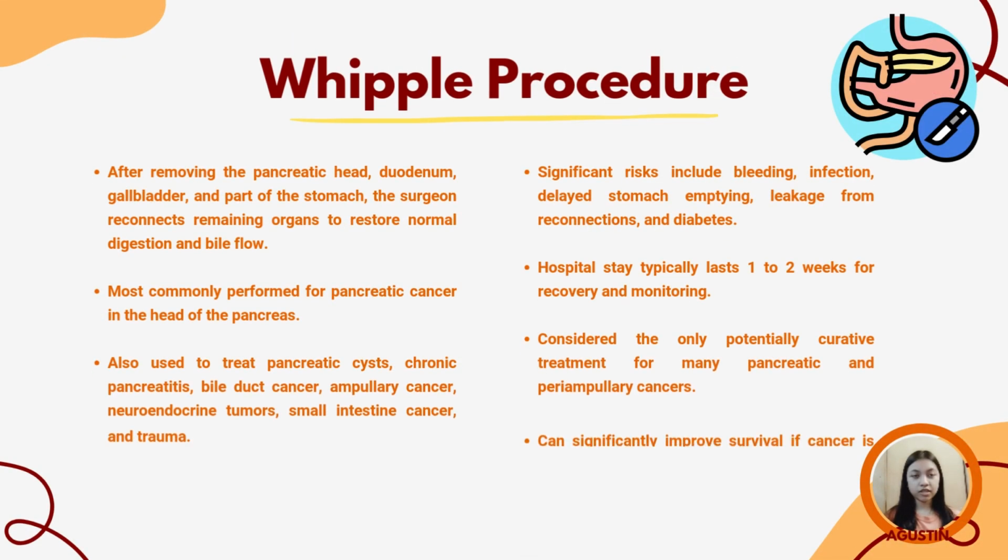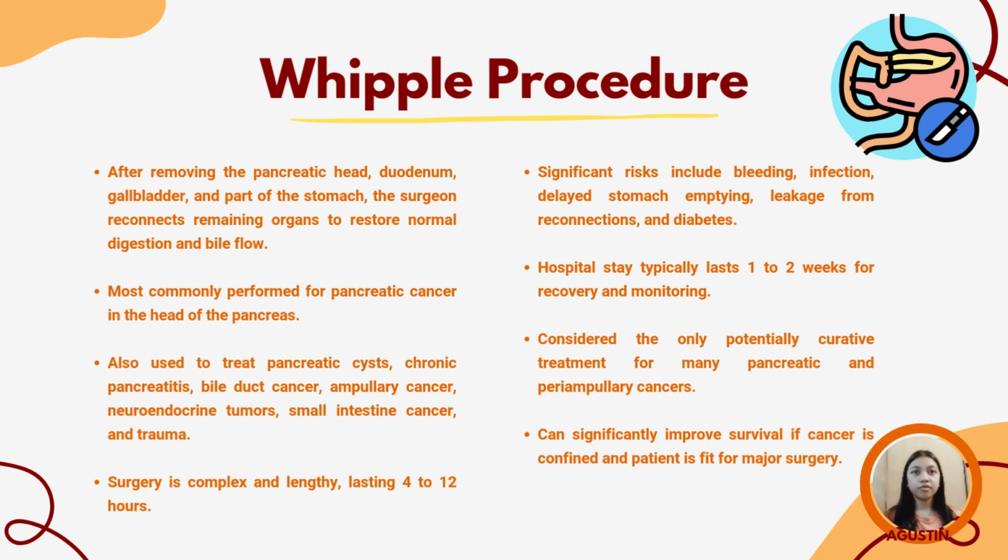So here is more information about the Whipple procedure. After removing the pancreatic head, duodenum, gallbladder, and part of the stomach, the surgeon reconnects the remaining organs to restore normal digestion and blood and bile flow. Unless the pylorus is removed, because then there will really be a disruption. There will be no passageway for the food and liquid from the stomach to the duodenum, so it becomes difficult, and there will be a disruption in the digestive process. So it is most commonly performed for pancreatic cancers in the head of the pancreas.